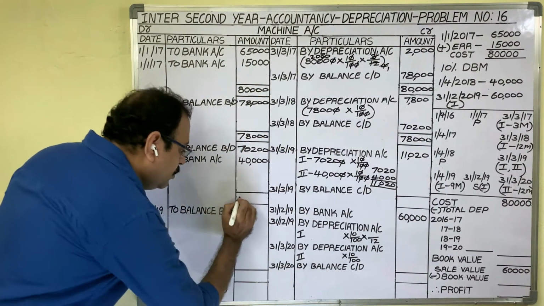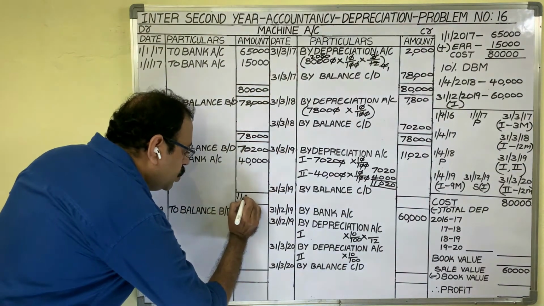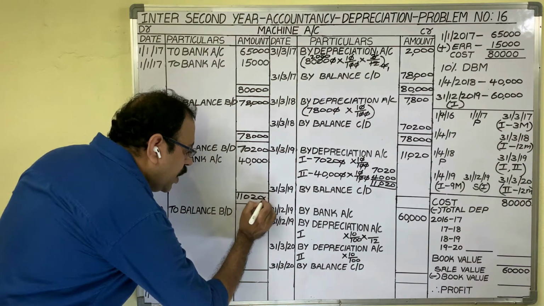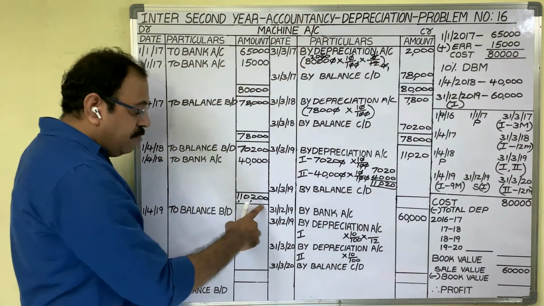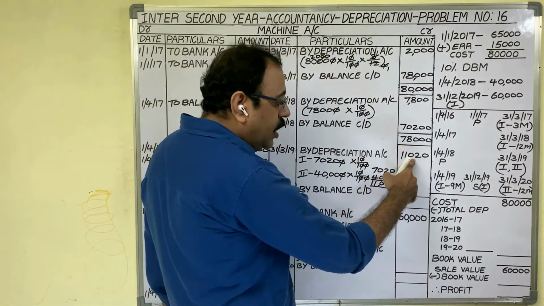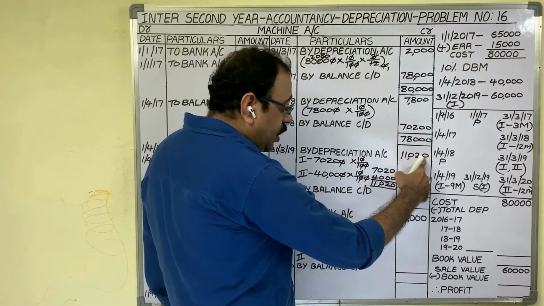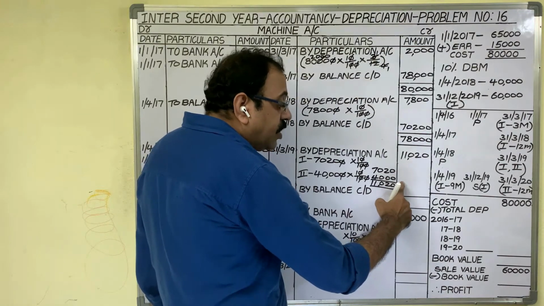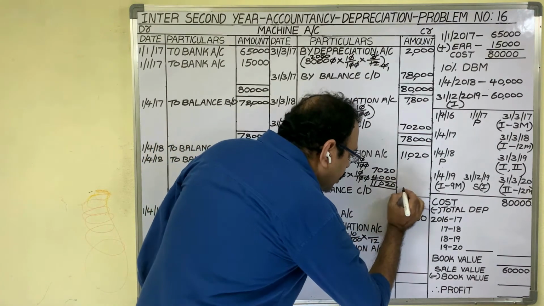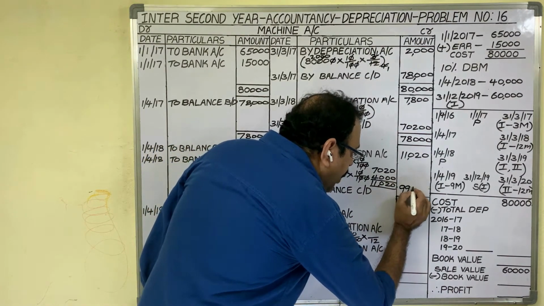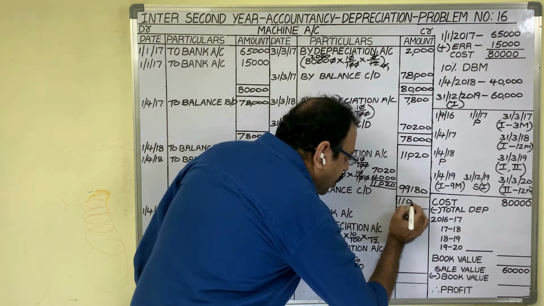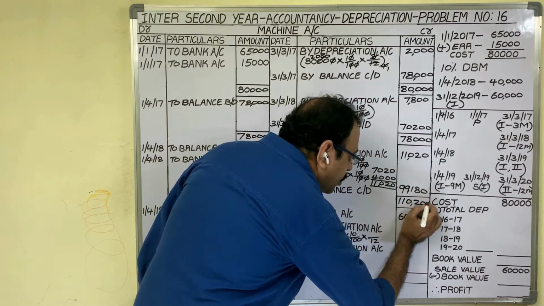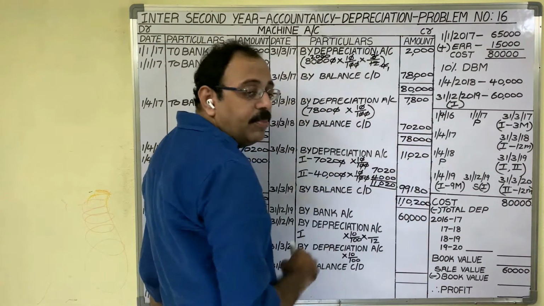Then find out the balance carried down. Debit total 1,10,200 minus credit total 11,020 is equal to 99,180. 99,180 is balance carried down. Then put the total, 1,10,200. Third year is completed.